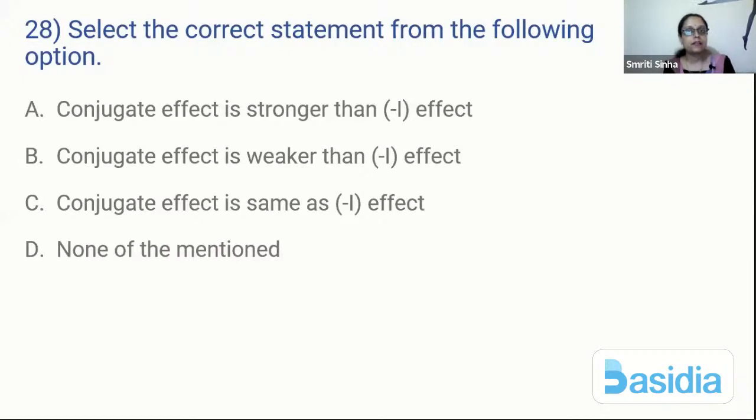Next, select the correct statement from the following options. So you have to select the correct statement out of these. First, conjugate effect is stronger than minus I effect. Conjugate effect is weaker than minus I effect, and same as minus I effect. So the best example to explain this is your benzene ring having any halogen. It can be chlorine, bromine or iodine. Now, chlorine, bromine or iodine, any halogen, actually shows minus I effect. But if you attach it to the aromatic ring, sorry, it shows plus R effect.